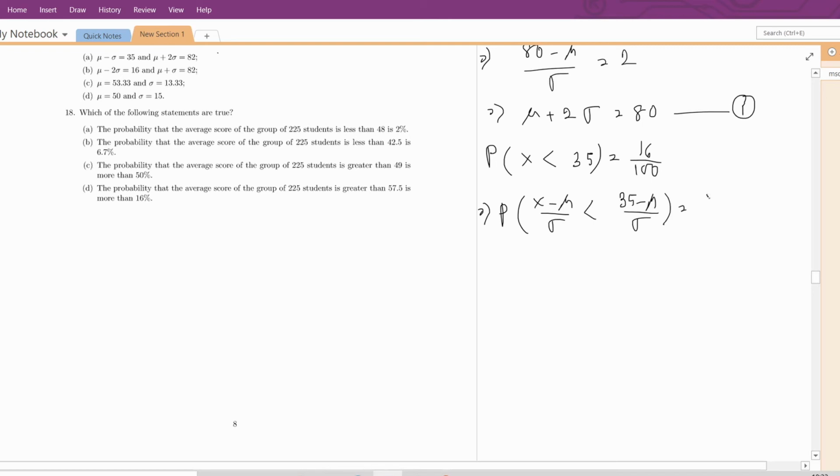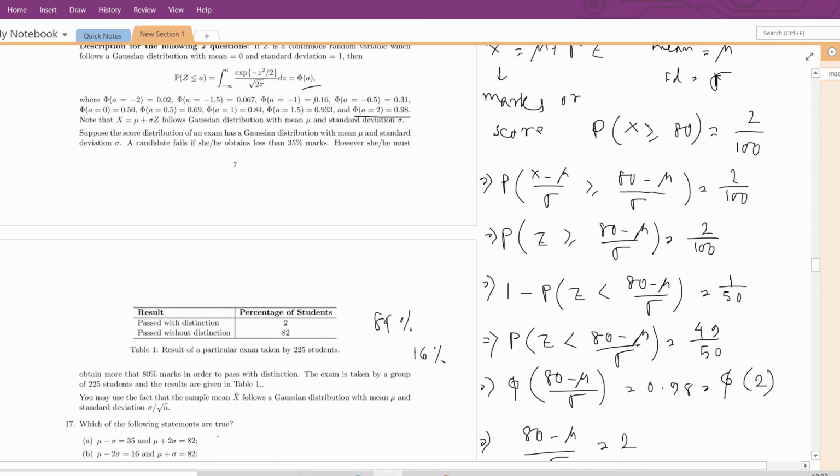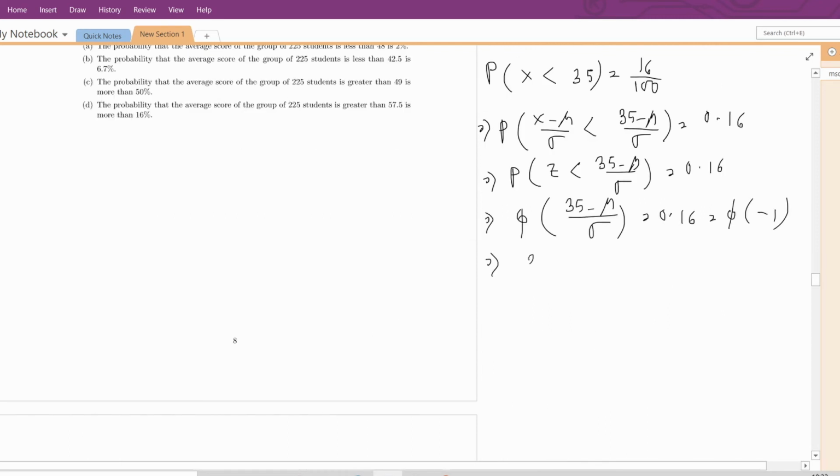We are keeping it like this, it is 0.16. So it is probability of z less than (35 minus mu) by sigma equal to 0.16. And similarly, like the previous case, we are writing phi of (35 minus mu) by sigma is equal to 0.16. Now here we can see that 0.16 is phi of minus 1. So from here we can conclude (35 minus mu) by sigma is equal to minus 1, which is mu minus sigma is equal to 35.